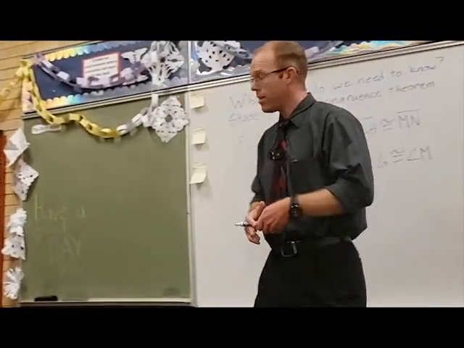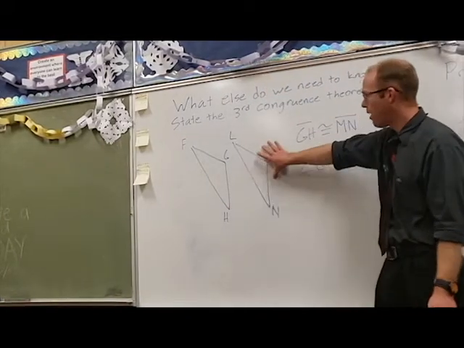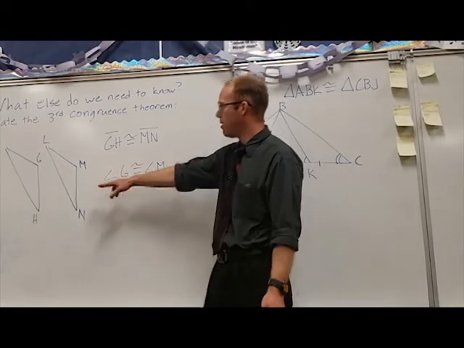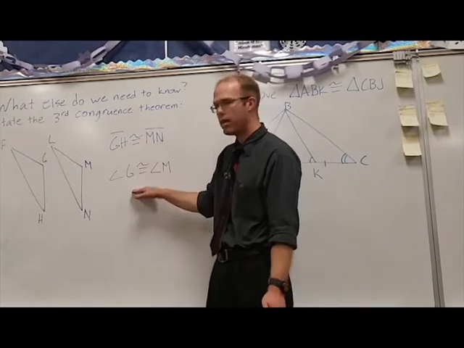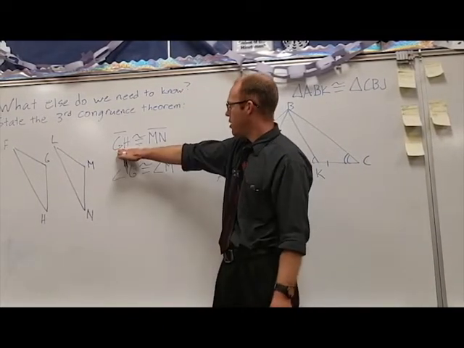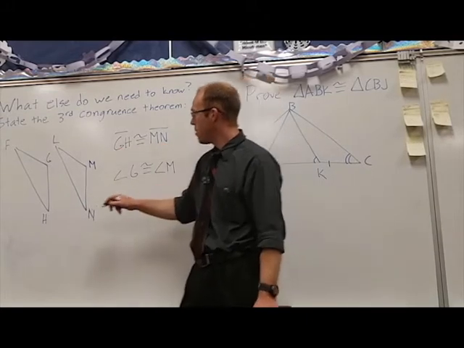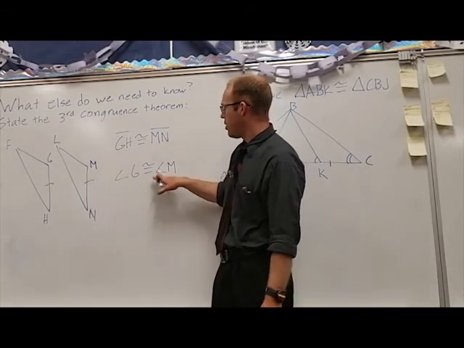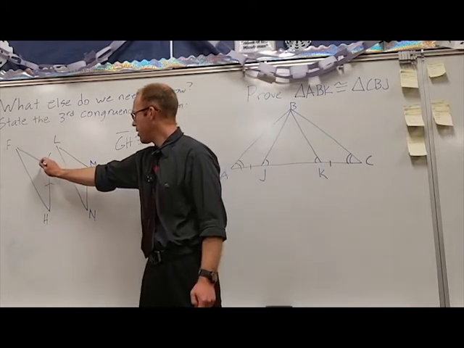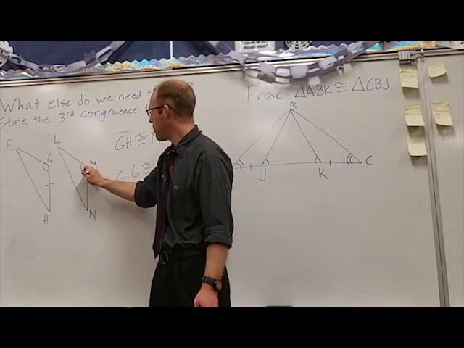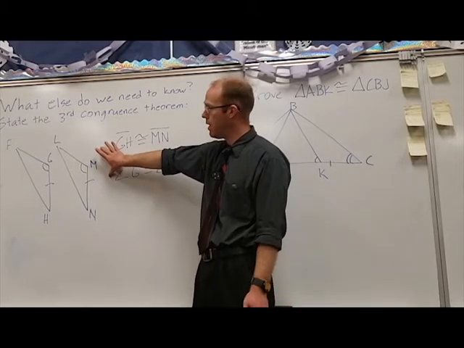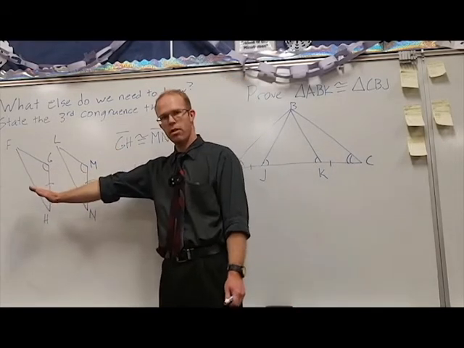We're given some information, and our next task is to be able to state what else we need to know. So here's the information that we're given about these two triangles. Let's add that to the picture. I know that GH is congruent to MN. GH and MN are right there. Angle G is congruent to angle M. So here's angle G, and here is angle M. The question is, what additional piece of information do we need to be able to state that these are congruent?